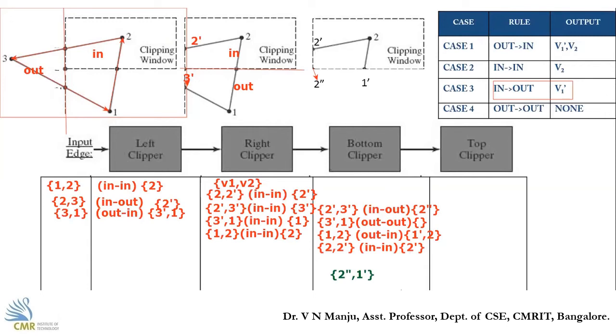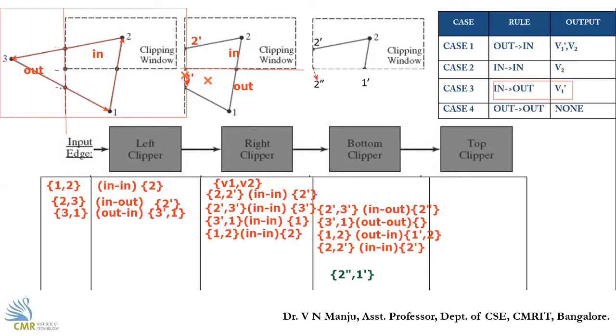This one is not there anymore. So this 3 is also not there anymore. This one 3 dash is also not there. So now the new points are what? 2, 2 dash, 2 double dash, and 1. So now this much is your clipping window. The next one is the top clipper. So you see there is no top clipping at all. There is nothing above the top, but still we have to do that.